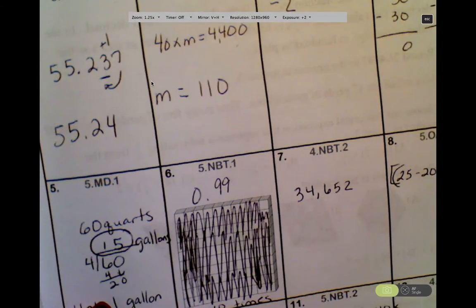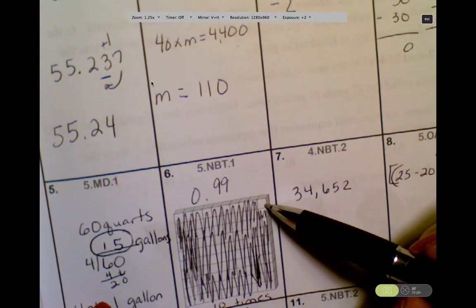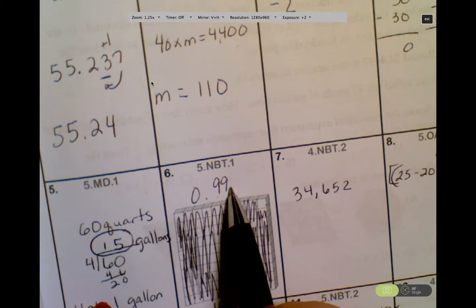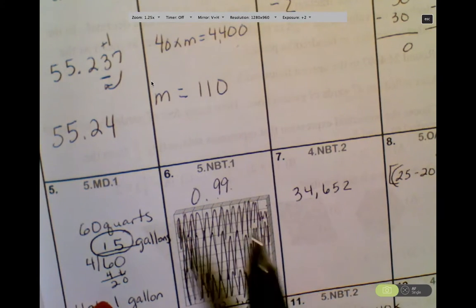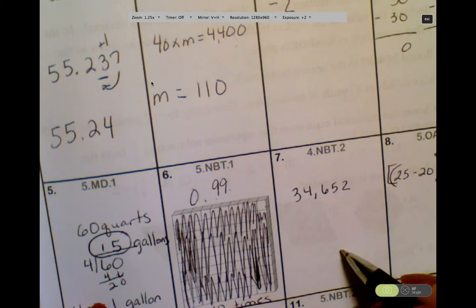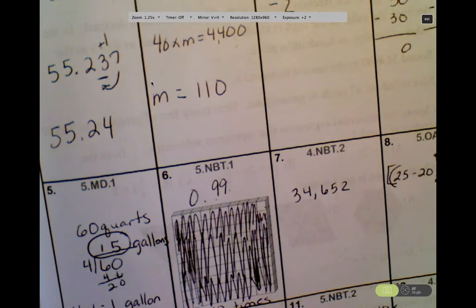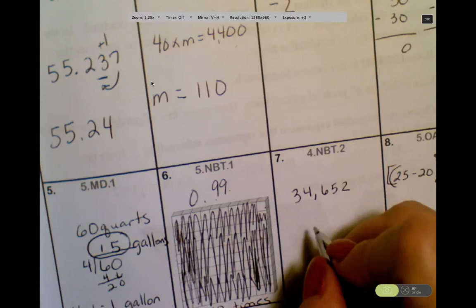All right, changing this, shading all but 1 hundredth. That'd be 99 hundredths. And I know my tenths is 10 times as big as my hundredths. All right, number 7. I am writing 34,652 as a base 10 number. That is the same as a standard number.